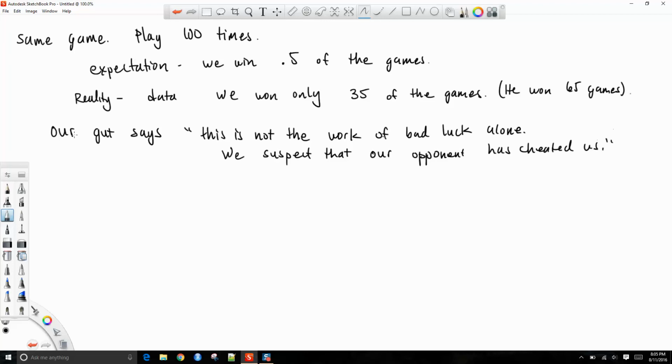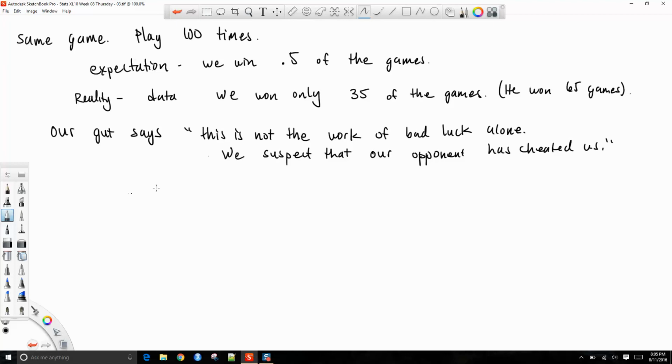Okay, because this time the reality differs quite a bit from the expectation, right? And we're just kind of going off of gut feelings right now. Rather than just saying my gut says this and that, what if you win 39 games? Is that enough to accuse him of cheating? What about 42? Is that enough? Maybe, maybe not. Rather than going off of these gut feelings, we're going to use probability to answer these questions.